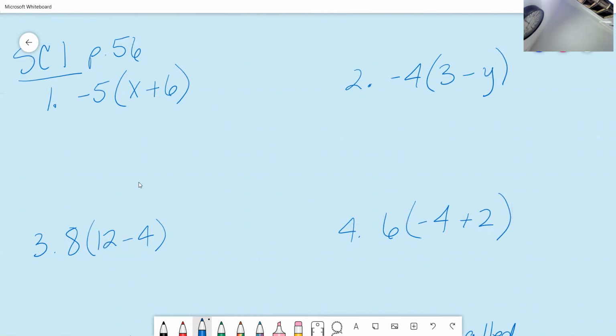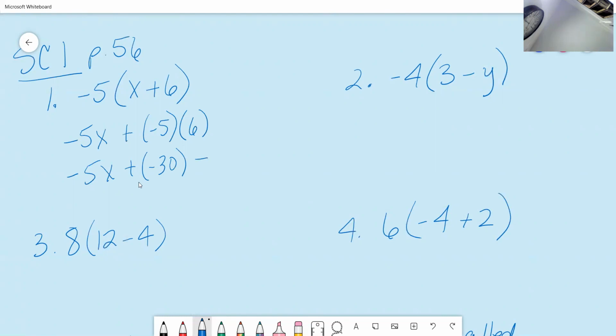So in number 1, we have -5 times x plus 6. So again, the distributive property says this becomes -5 times x plus -5 times 6. So we know -5 times x stays the same. We can't simplify that anymore. And we know that -5 times 6 is -30. And so that gives you your answer.